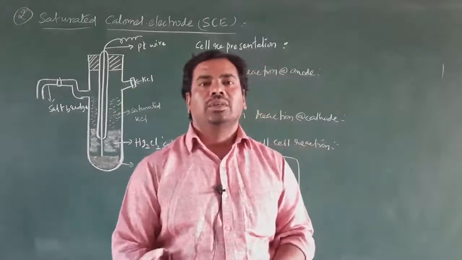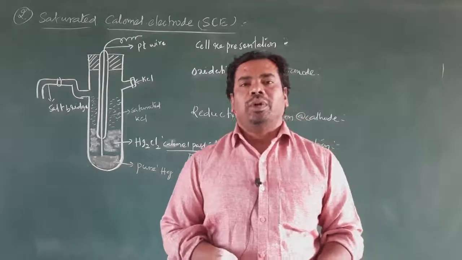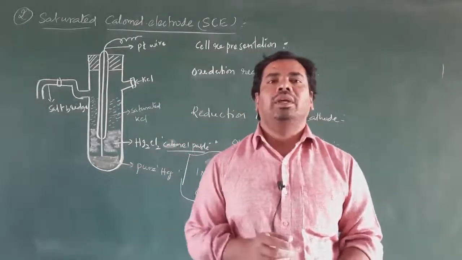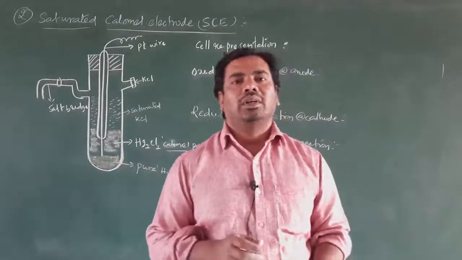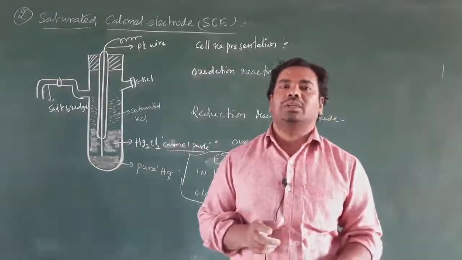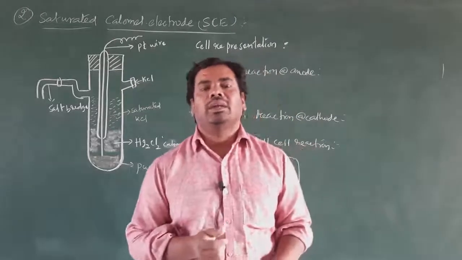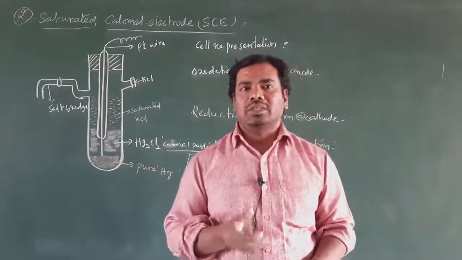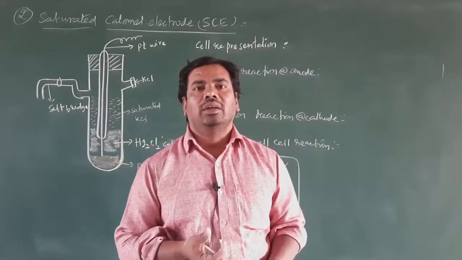In this lecture we will discuss the construction of a saturated calomel electrode and how it works, and also how to determine the electrode potential of a saturated calomel electrode when it is connected with any other indicator electrode. After the completion of this lecture, you will learn how to construct a calomel electrode and how to represent a cell reaction, and where the oxidation reaction and the reduction reaction take place. Okay, clear, right?